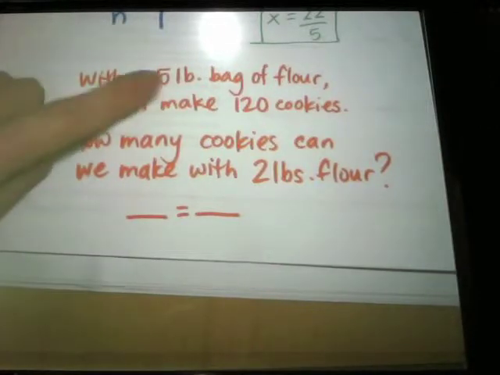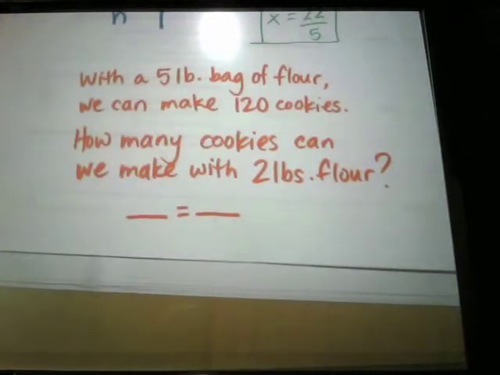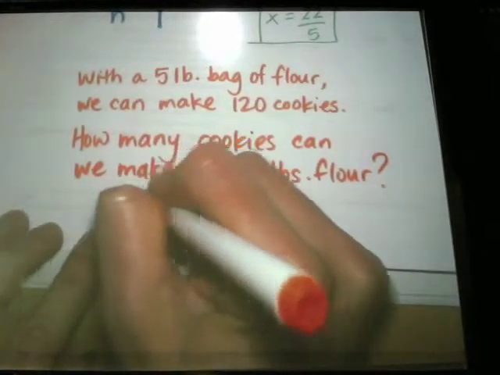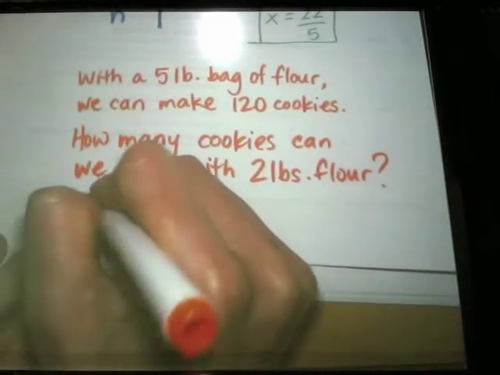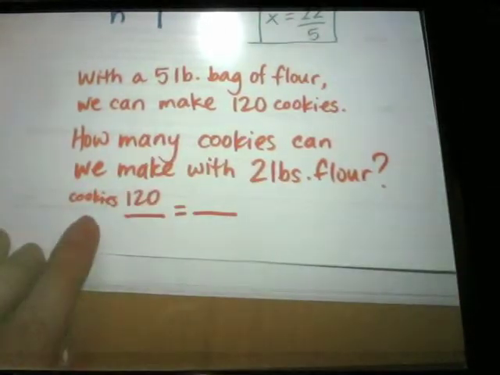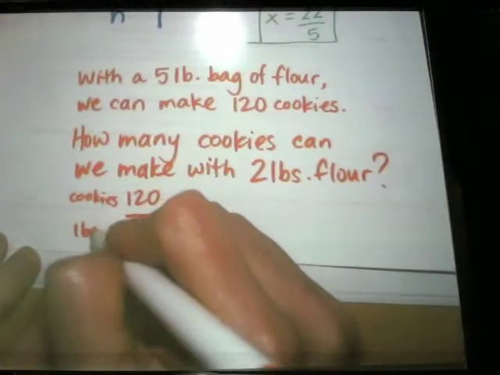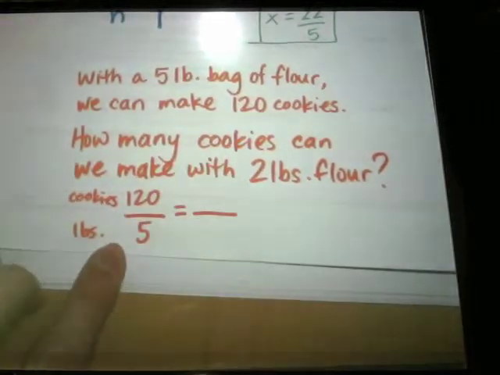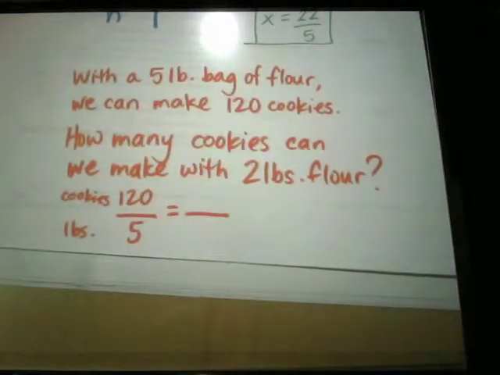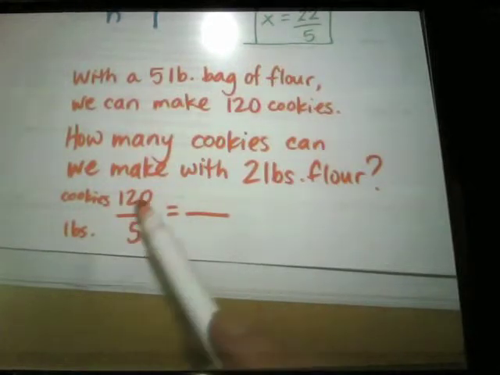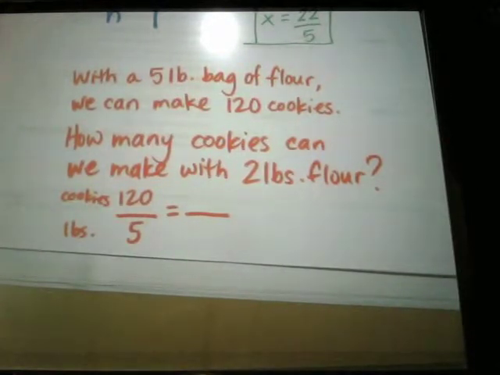Jaden, which one do you want to put on top? 5 pounds or 120 cookies? Either one. Okay, so Jaden decided he wants to go with 120 cookies. Now over to the side I'm going to label it just to remember what I'm doing here. The 120 cookies goes with the 5 pounds. So first of all, I figure out what numbers go together as my original ratio. 120 cookies, 5 pounds. Now you could have done pounds per cookie the other way.